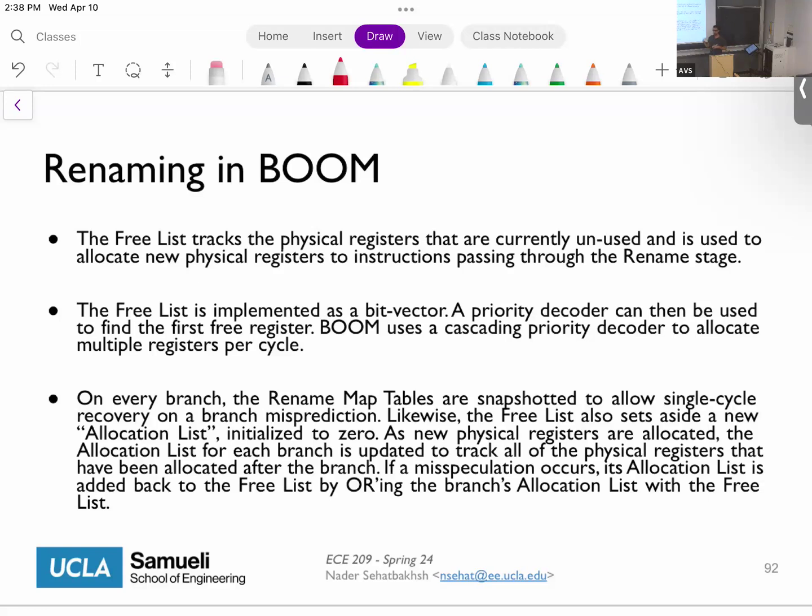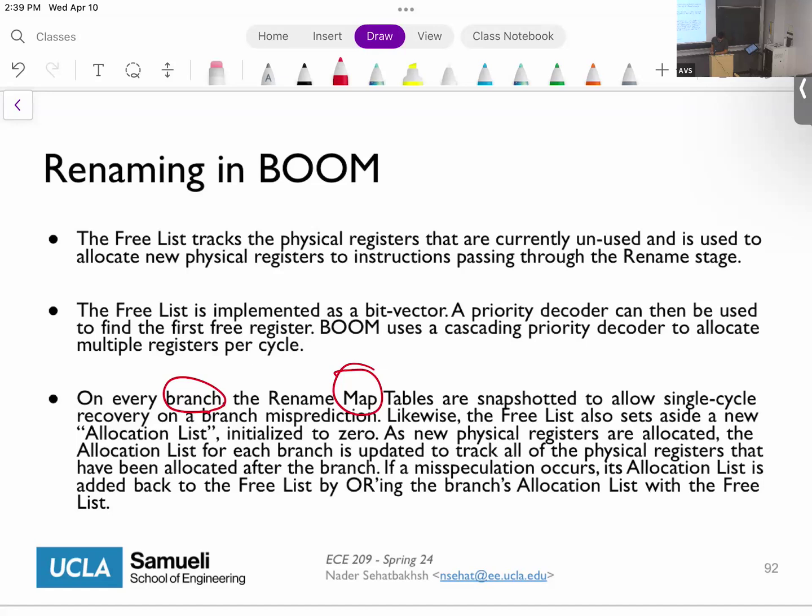Then we're going to use what we call a priority detector, which decides which of these registers can go, or you can just use random assignments. Doesn't matter, whichever you want should work. And then some additional details of a cascading priority decoder to allocate multiple registers per cycle. The idea is that if I want multiple registers from the register file, how can I choose those? And as I said, on a branch, the rename tables are snapshotted so that we can recover as fast as we want.